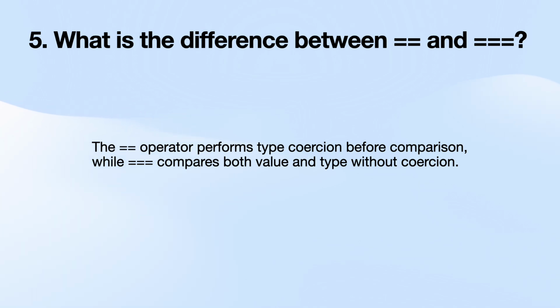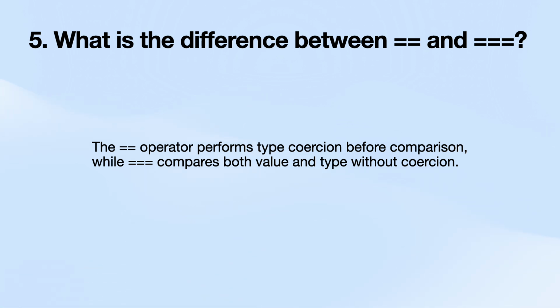On the other hand, the triple equals operator, often called the strict equality operator, compares both the value and the type of the operands without performing any type coercion. It will only return true if both the value and the type of the operands are identical. Using the same example, if you compare the string 5 to the number 5 using triple equals, the result will be false because although the values are the same, the types are different.